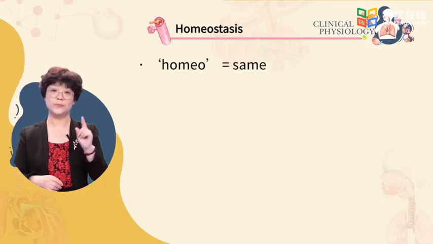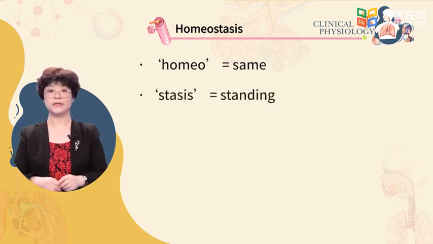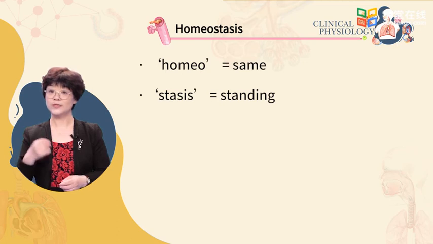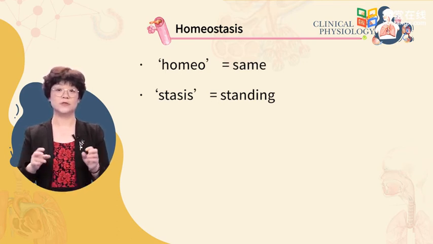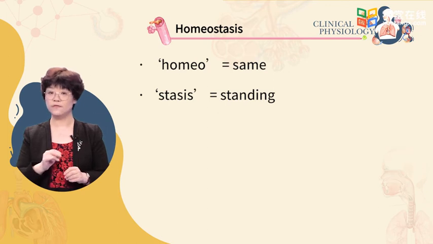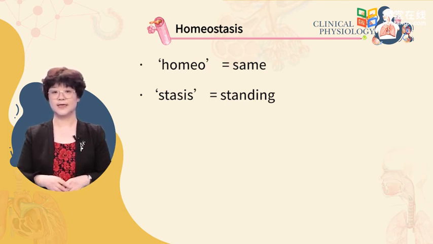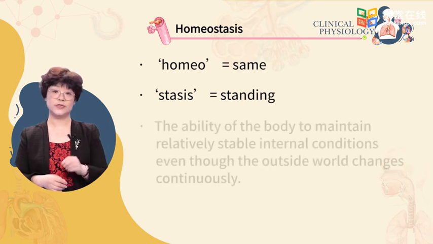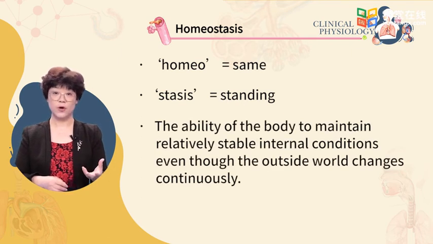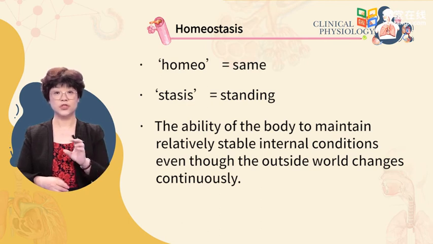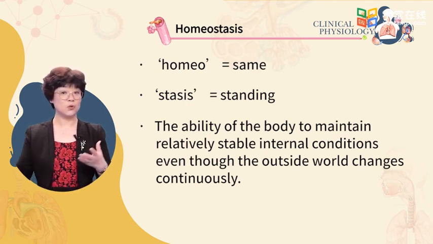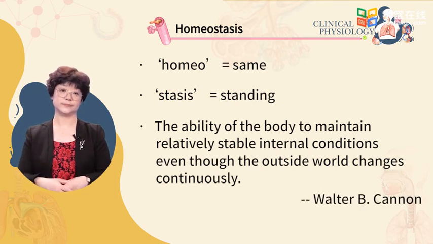Homeostasis: homeo means same, stasis means standing. So homeostasis refers to the maintenance of constant internal environment of the body. As Walter Cannon described, homeostasis reflects the ability of the body to maintain relatively stable internal conditions, even though the outside world changes continuously. Although literally, homeostasis is unchanging, this term does not really mean that the internal environment remains unchanged at all times.